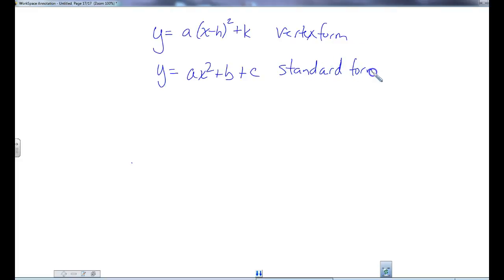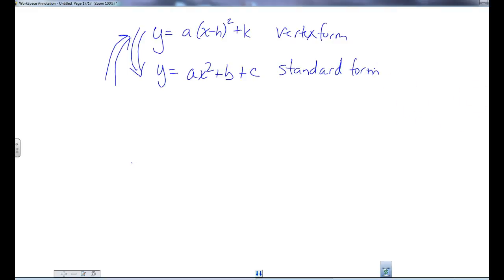So you're going to learn how to do two things today, and then you're going to practice more of that tomorrow. You're going to learn how to start with the vertex form and change that into standard form, and then after that you're going to learn how to take standard form and turn that back into vertex form. The equation won't change, meaning the graph doesn't change, just the way we're writing the equation changes. One is called standard form, one is called vertex form.